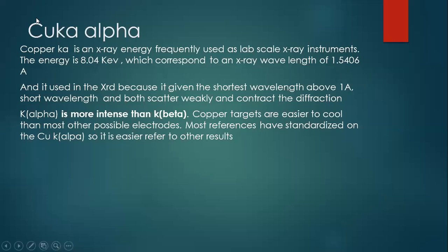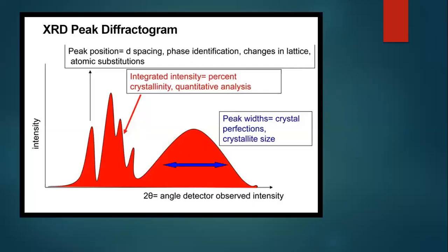That's why we use Cu alpha as the wavelength in X-ray diffraction, because most references are based on the copper alpha, so it is easier to compare with other results. So that's why we use Cu alpha in dealing with X-ray diffraction, or for the X-ray methods. Here, what we call the X-ray peaks.